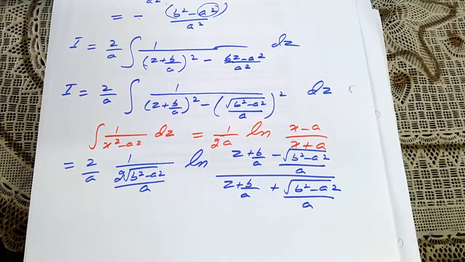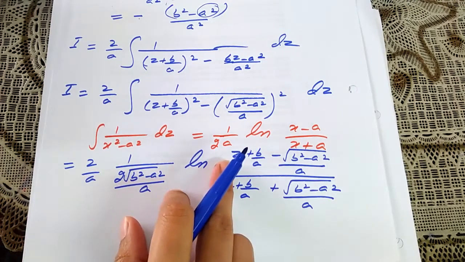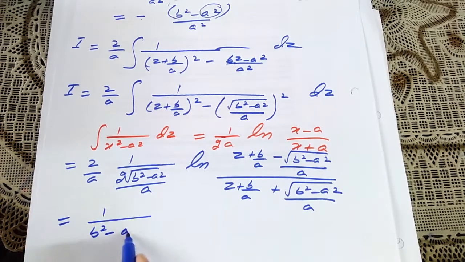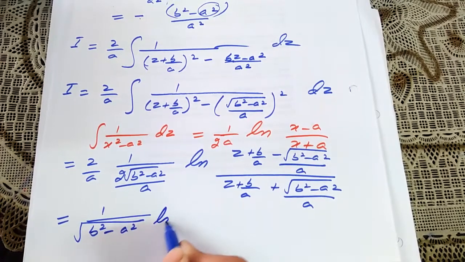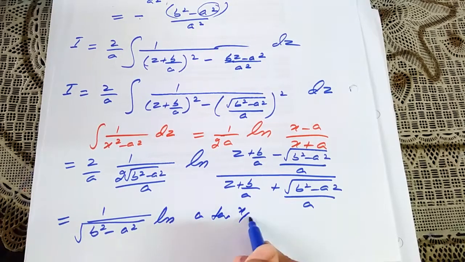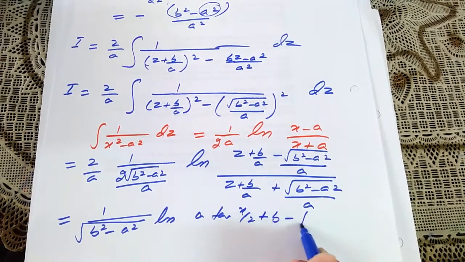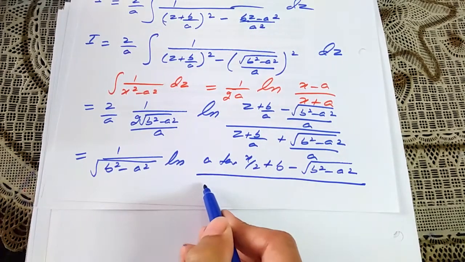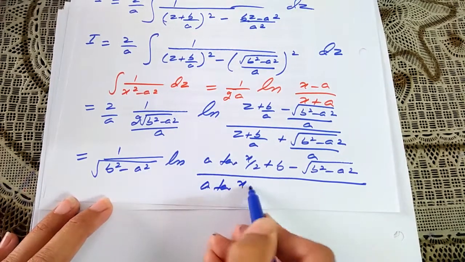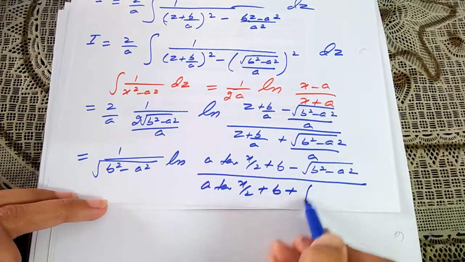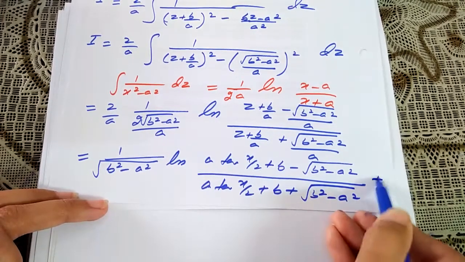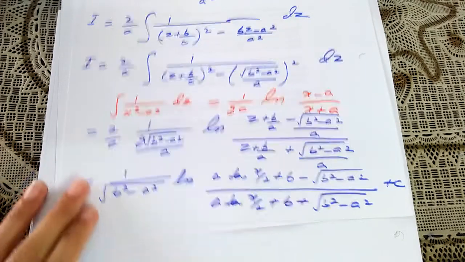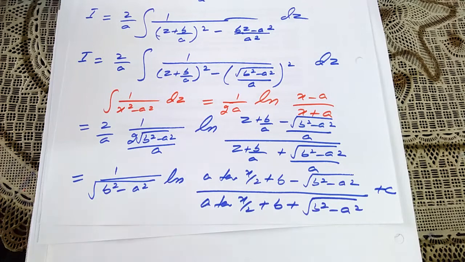Now put the value of z here. In place of z, substitute back, and after simplification we'll get here 1 over under root b square minus a square, ln of (a tangent x by 2 plus b minus under root b square minus a square) divided by (a tangent x by 2 plus b plus under root b square minus a square) plus constant of integration. So this is the answer for our question number 13. In this manner we can move on to the further questions.